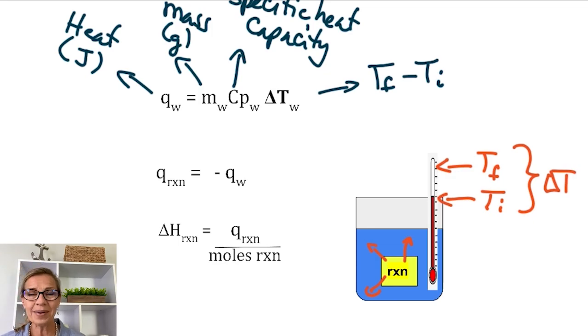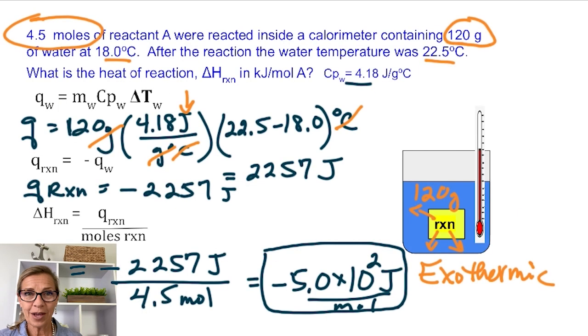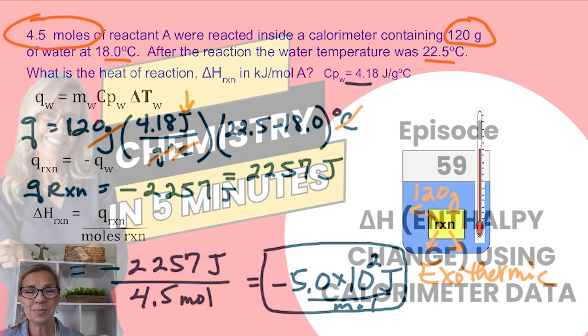In other words, by how much did the temperature change because heat flowed from the reaction, and that's how you find enthalpy change using calorimeter data.